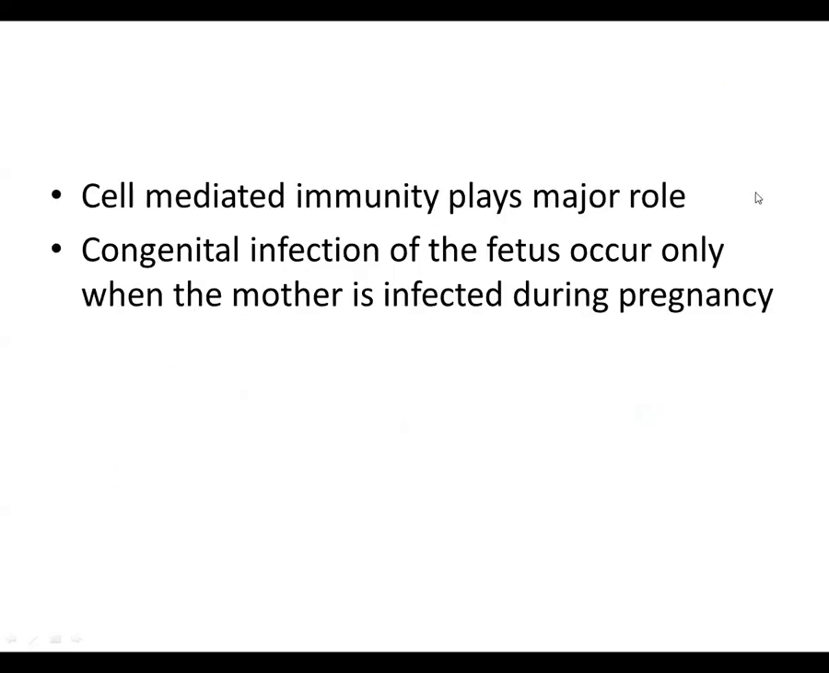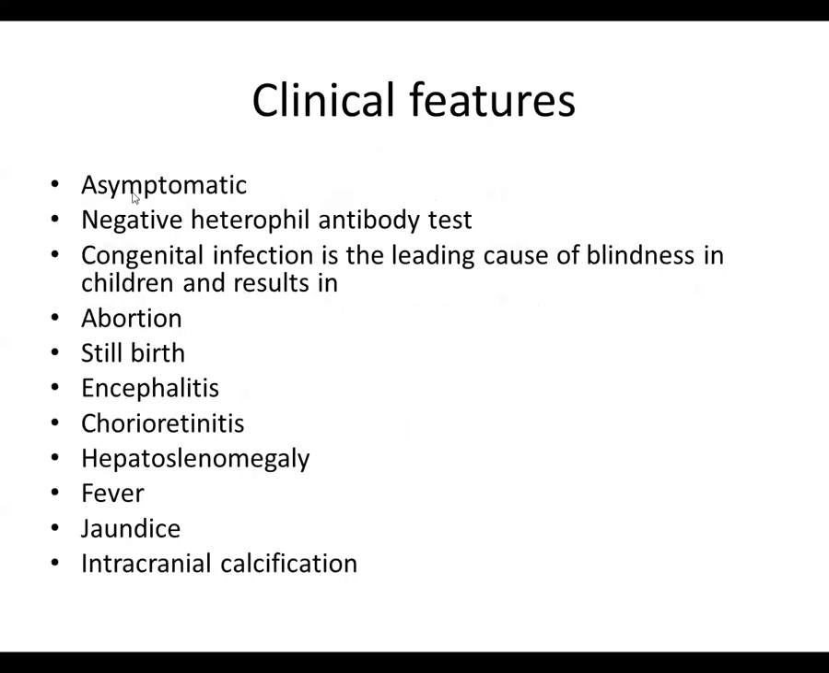Cell-mediated immunity plays an important role. It may limit the disease, but if anything affects cell-mediated immunity, there may be chances of infection. Congenital infection of the fetus occurs only when the mother is infected during the pregnancy. If the mother was infected before the pregnancy or after the pregnancy, then there is no chance of congenital infection. The patient may be asymptomatic, and may present with a negative antibody test. Congenital infection is a leading cause of blindness in children and results in abortion, stillbirth, encephalitis, chorioretinitis, hepatosplenomegaly, fever, jaundice, and intracranial calcification.